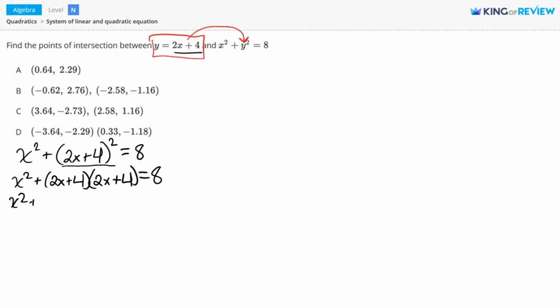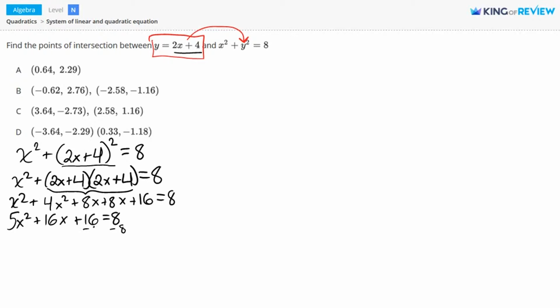Now I have x squared plus, and I'll use FOIL to solve this portion, 4x squared plus 8x plus 8x plus 16 equals 8. Now let's combine like terms. 5x squared plus 16x plus 16 equals 8. I want a 0 on one side of the equation, so let's move the 8 over to the left-hand side. So I'll subtract an 8 on both sides. Now I have 5x squared plus 16x plus 8 equals 0.